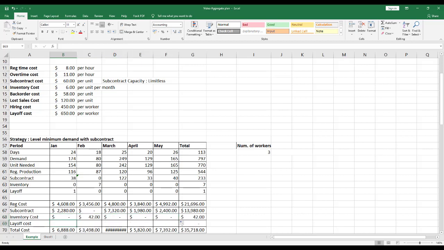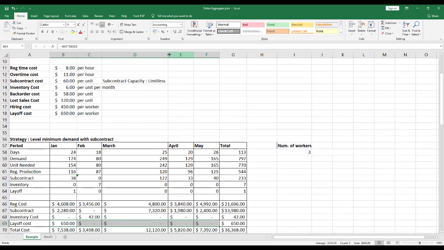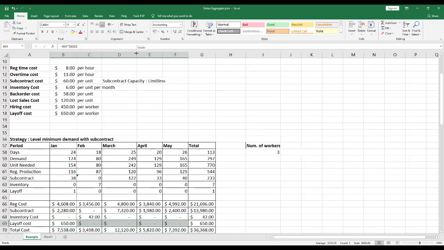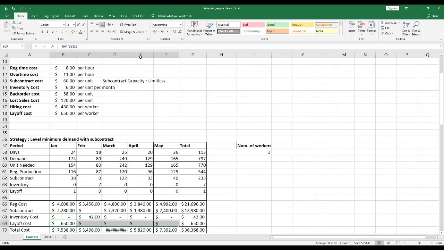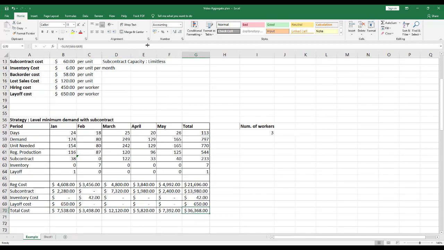And then for layoff costs, we lay off 1 worker because we only need 3. So the layoff is also counted into the cost and being calculated with the total for level strategy with minimum demand using subcontract. It's 36,368.